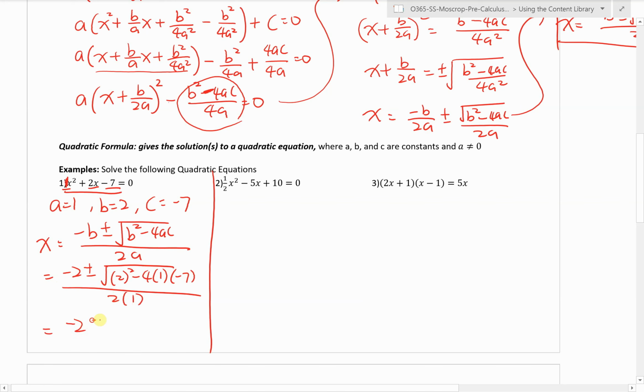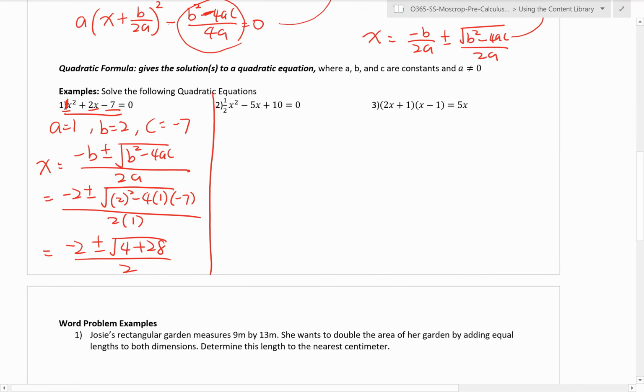So this is -2 plus minus 2 squared is 4. 4 times 1 times -7 is actually positive 28, divided by 2. You can simplify this a little bit. That's -2 plus minus root 32 over 2. Now root 32 can be simplified. Remember, this is 16 times 2, so that really is 4 root 2 over 2.